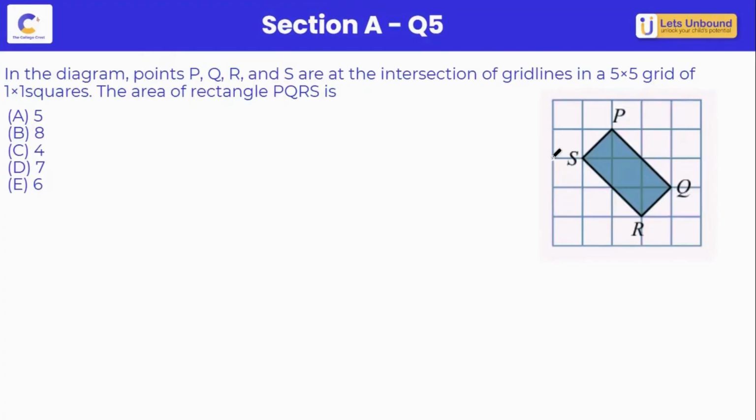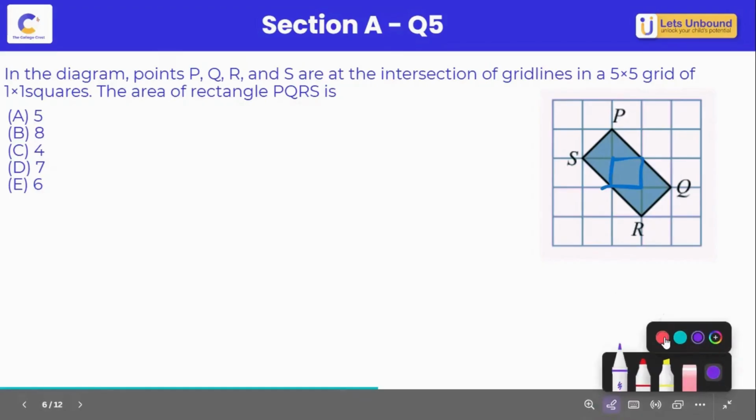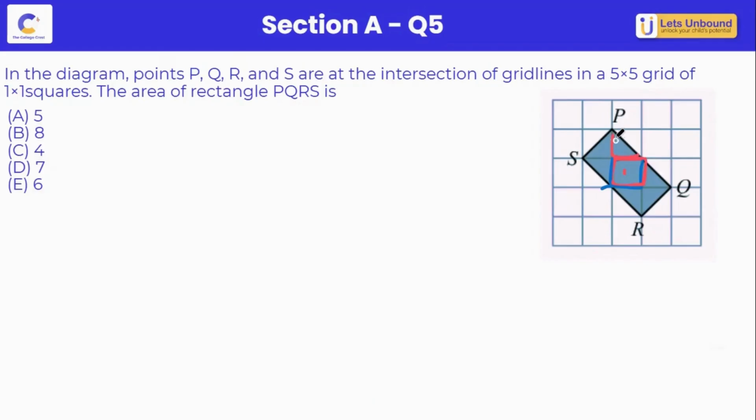In the diagram, points P, Q, R, and S are intersections of grid lines in a 5 cross 5 grid of 1 cross 1 squares. Each square is 1 cross 1, right? And the area of the rectangle PQRS is... So it's a basic primary level question, I would say. 1 square is 1 cross 1, 1 square unit. These two triangles will make a square, right? So 2 square units. These two will make 3 square units. These two will make 4 square units. So it's 4. Right? Don't think, okay, if it's the area of a rectangle, length times breadth.